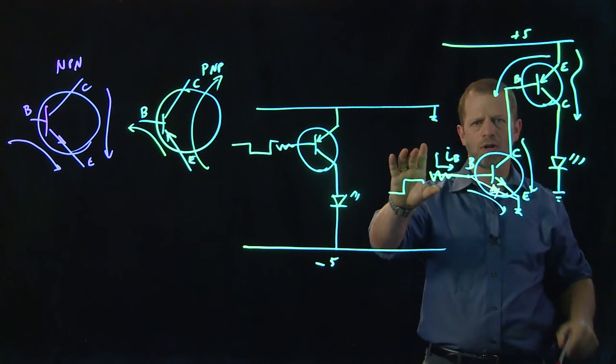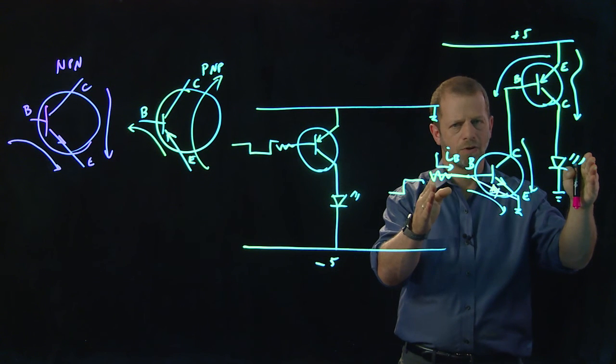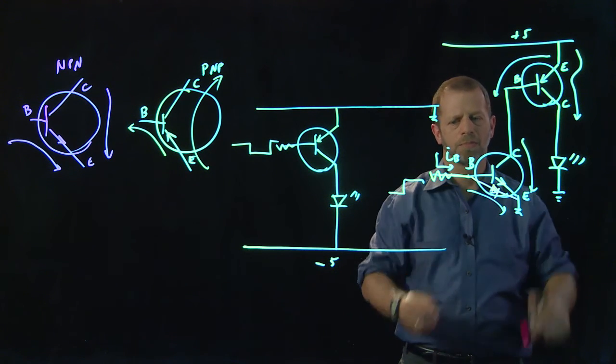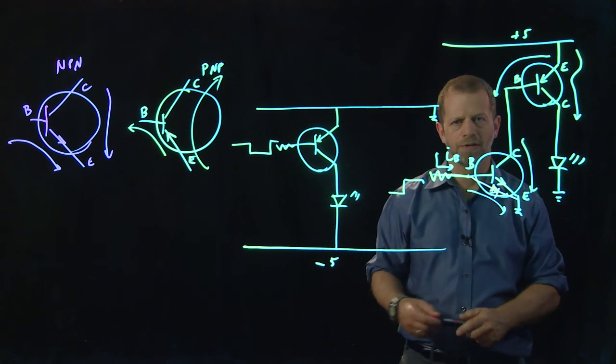So this has a smaller threshold of being turned on, and it still has a current gain of 10,000 end to end, but a smaller threshold voltage for being turned on than the cascade of 2 NPN transistors.